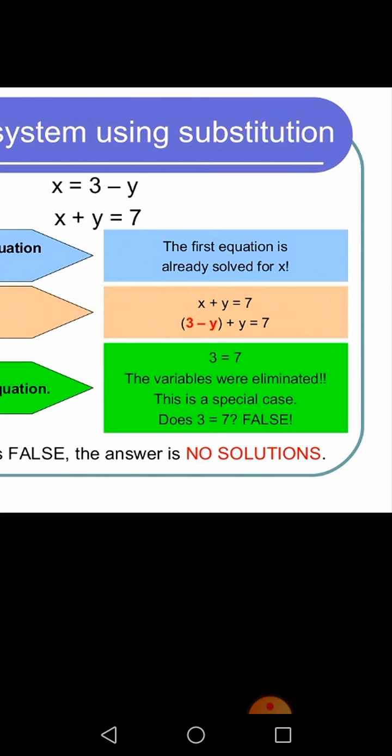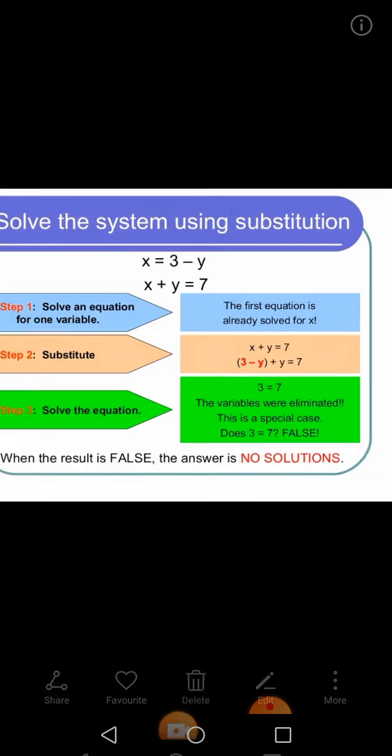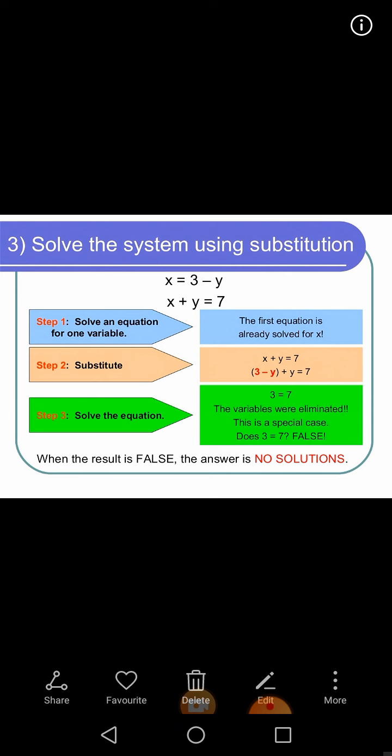So it's a special case. If I don't have any variable left, it's a special case. I have two cases, if it's right or wrong. If it's false, then there is no solution. What is the meaning of no solution? That means the two equations graph as parallel lines, okay?